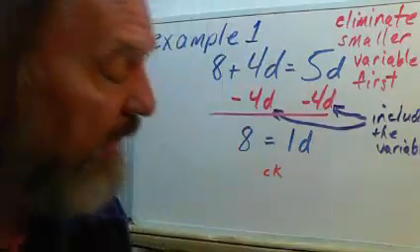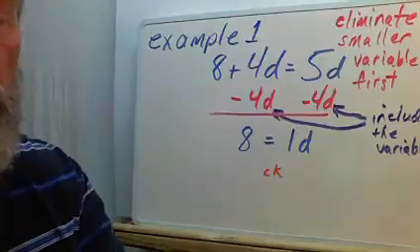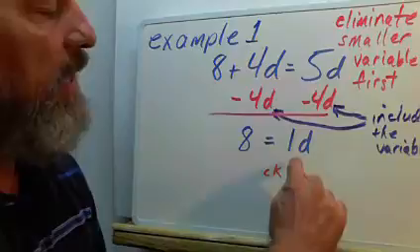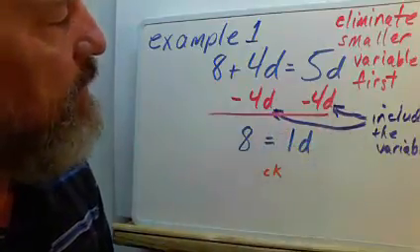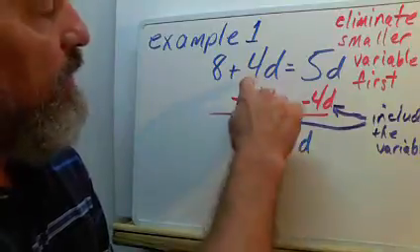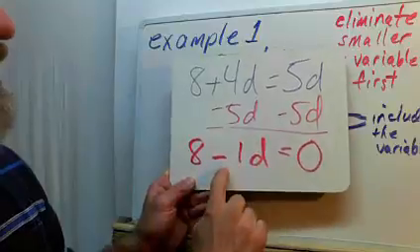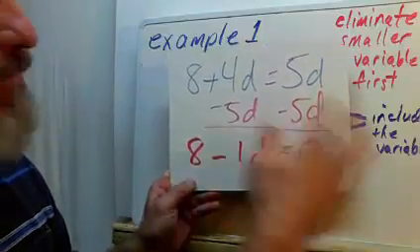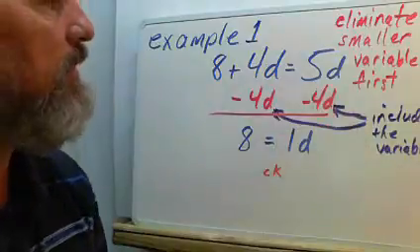But the best way, by far and away, in my opinion, is to go after the lower variable first. By doing so, you always end up with a positive variable. That's the other thing. If we removed the 5d, we end up with a negative d. Now we subtract 8 from this side, we have a negative 8 over here, and it brings up all kinds of problems with sign. You can avoid those problems by always removing the smaller variable first.